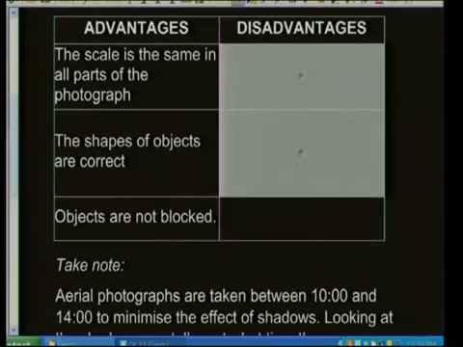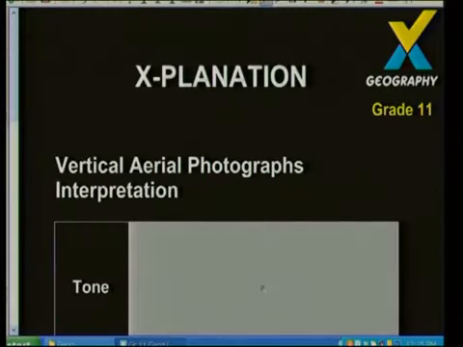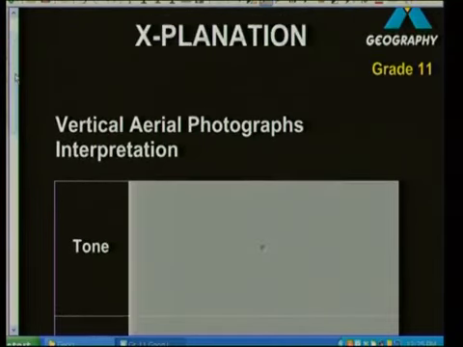And objects are not blocked. Again, taking the time period of 10 to 2 o'clock, the objects are not blocked, because you can't see all, they are hidden at times. Okay, so those are your photographs of different types in terms of oblique and vertical aerial photographs.